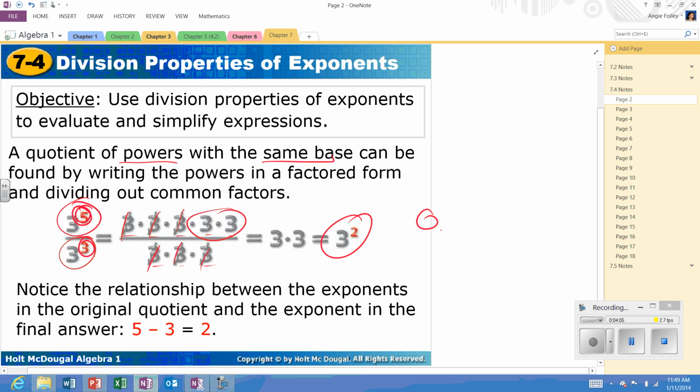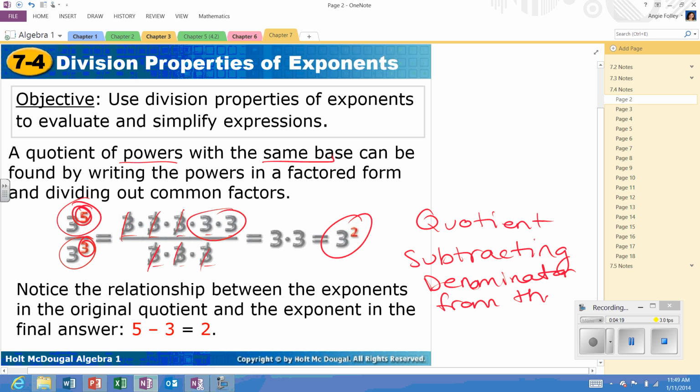So for our quotient rule, you are subtracting exponents. So you're subtracting the denominator's exponent from the numerator's. Or if you don't want to memorize that, all you have to remember is whichever one had the bigger number, that's where it's going to go.